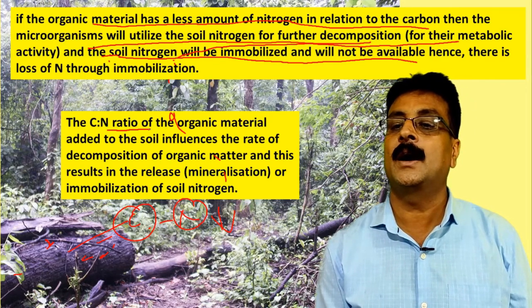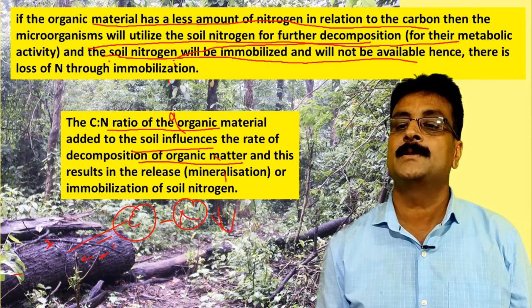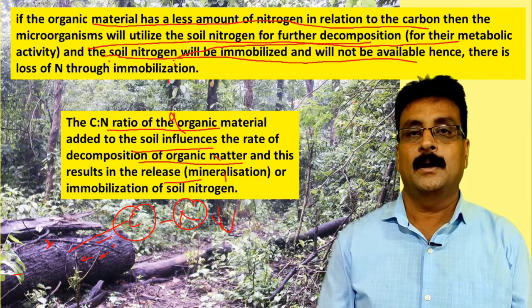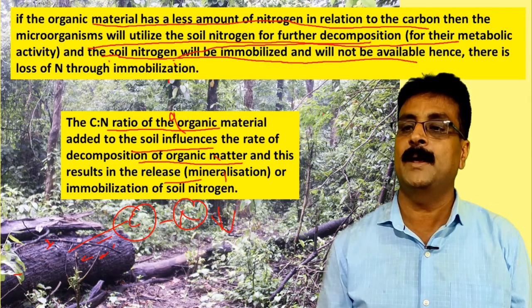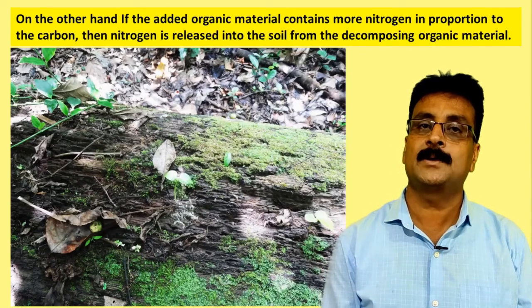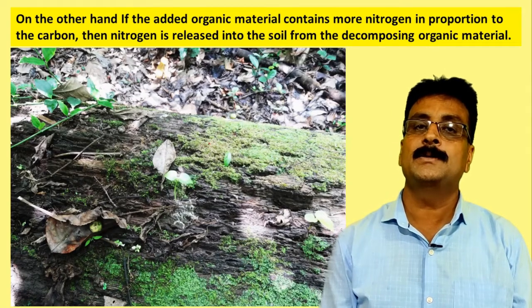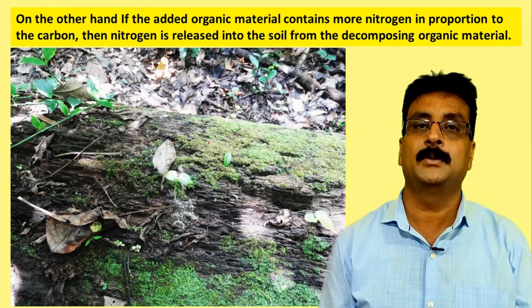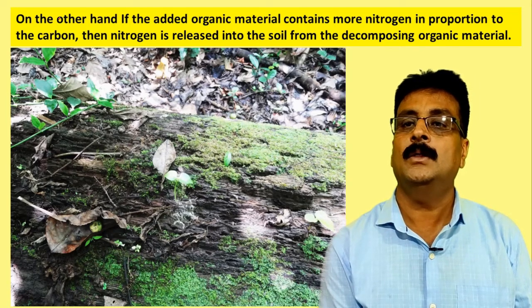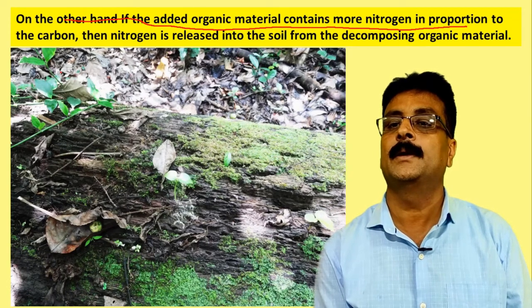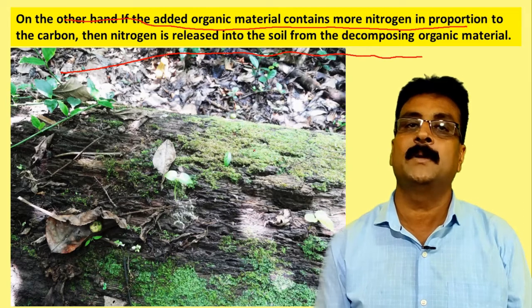The C:N ratio of the organic material added to the soil affects the nutrient and the rate of decomposition of the soil organic matter, which results in the release, the mineralization. If we have a good, balanced ratio, generally the balanced ratio is 15:1. When this is a balanced ratio, then it is easy for the microorganisms to decompose it and make the minerals available to the plants. On the other hand, if the added organic matter contains more nitrogen in proportion to carbon, then the nitrogen released to the soil from the decomposing material is good.